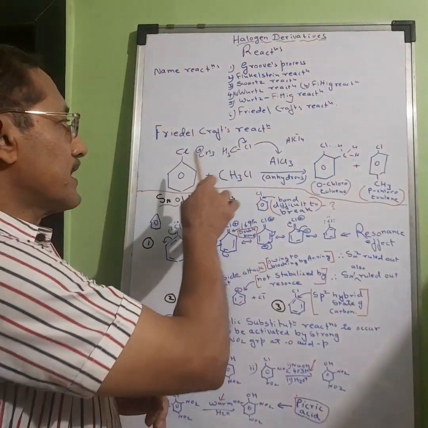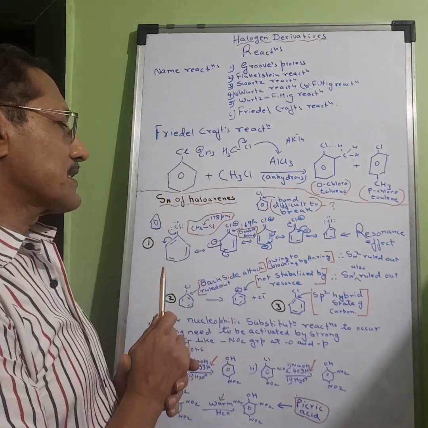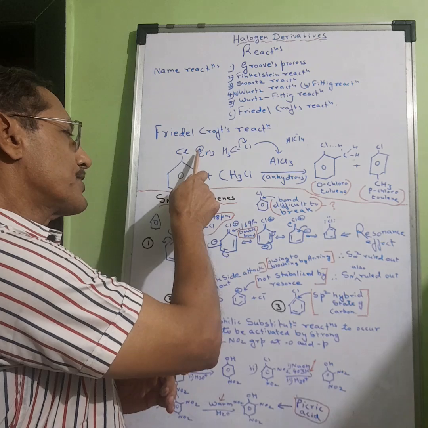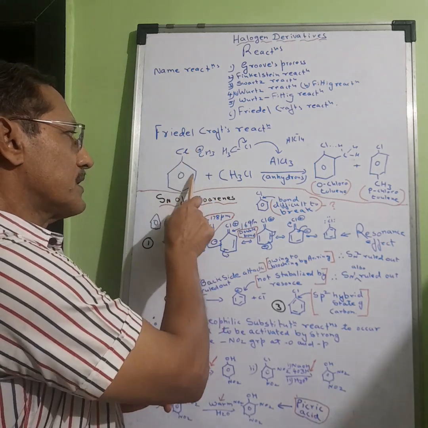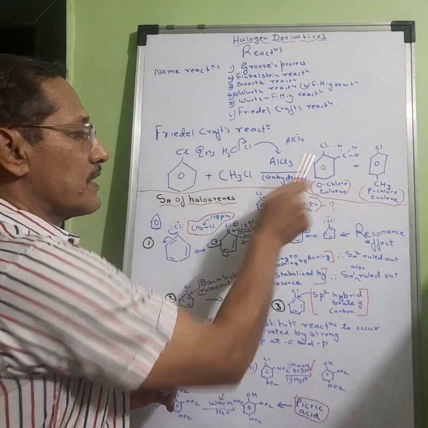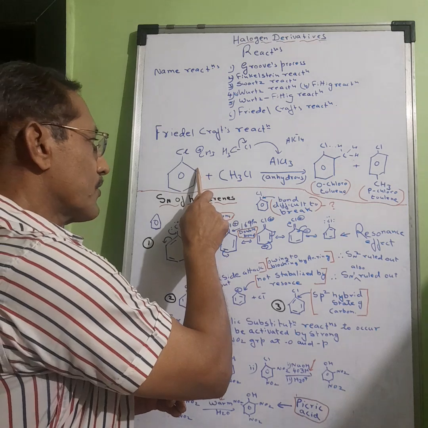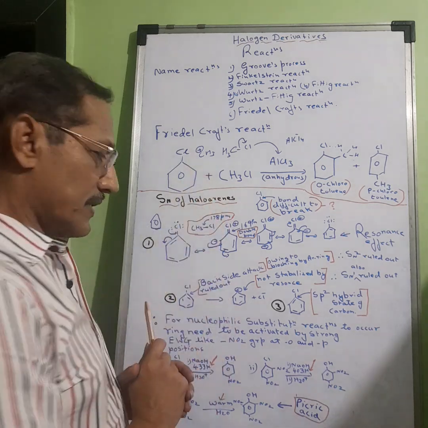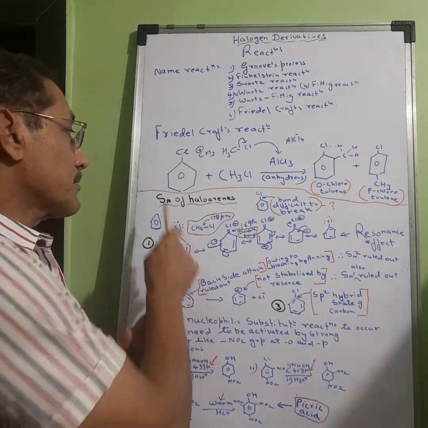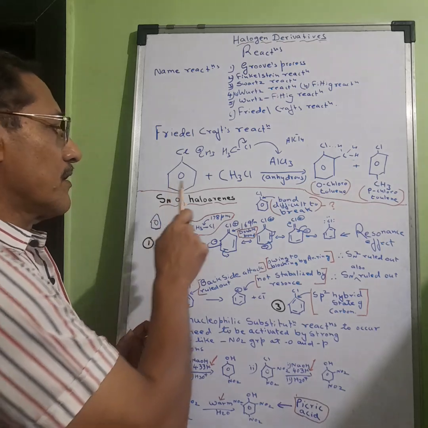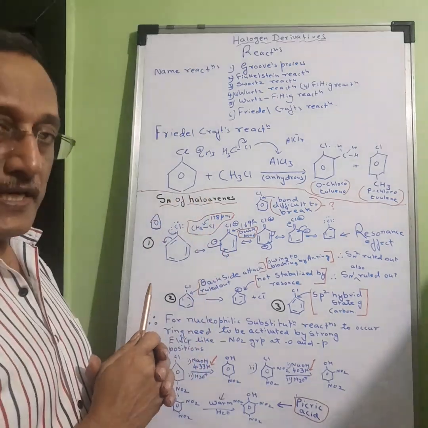Okay, having done this, now Friedel-Crafts reaction was substitution electrophilic reaction. Why? Because it occurred at double bond somewhere here, which was electron rich. Alright, so that's what happened. Now we are talking of substitution nucleophilic reaction of haloarenes.